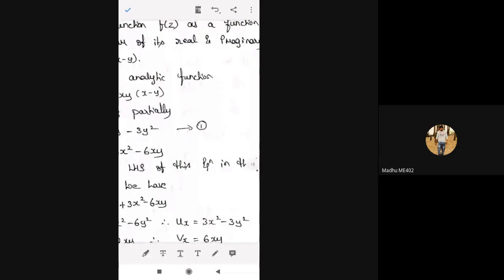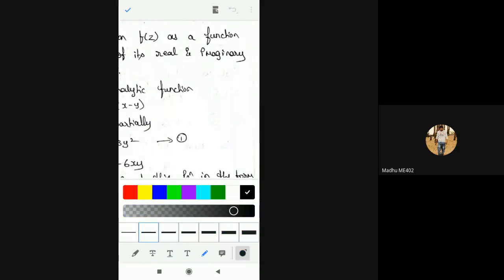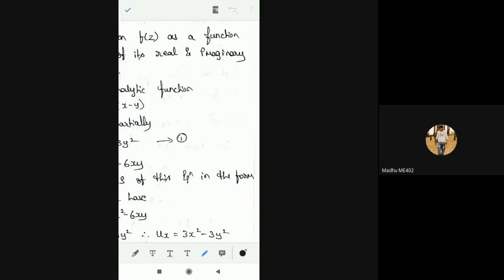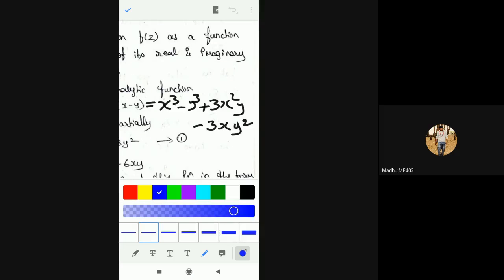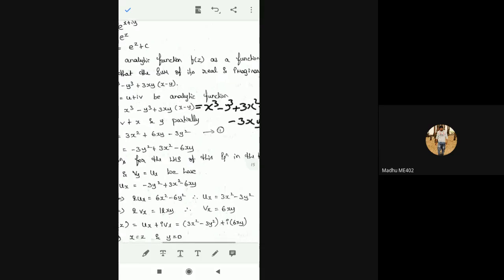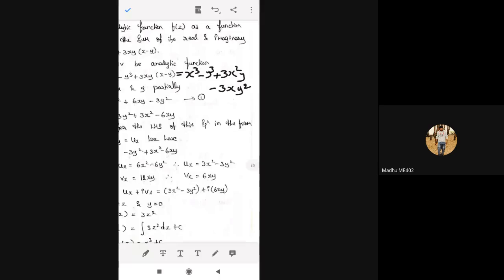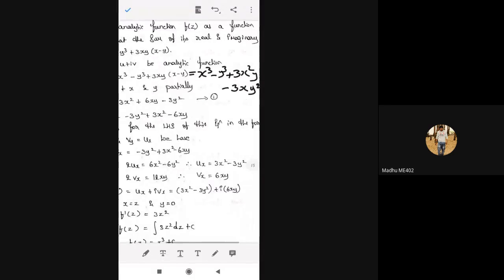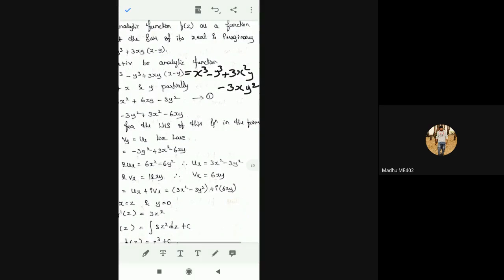See, x cube minus y cube plus 3x square y. When you remove the bracket like this, we'll get then minus 3x y square. So like this, we have an expression. We remove the bracket so that we get x cube minus y cube plus 3xy of x minus y as x cube minus y cube plus 3x square y minus 3x y square.